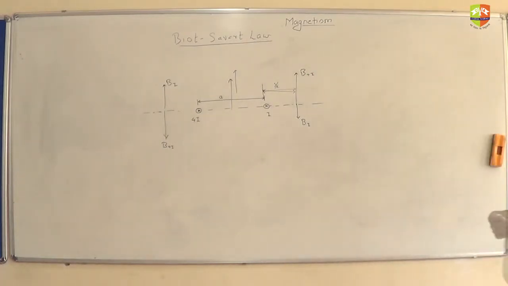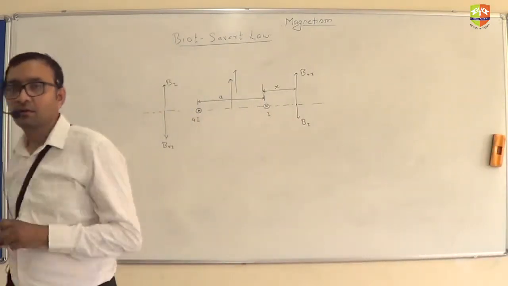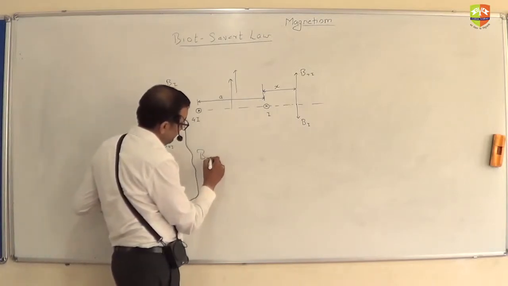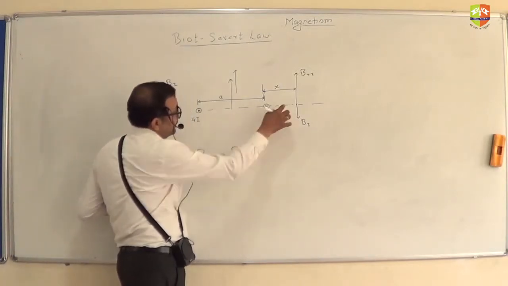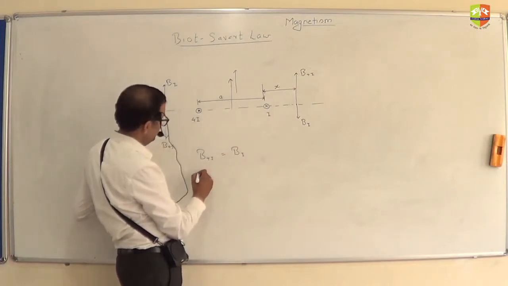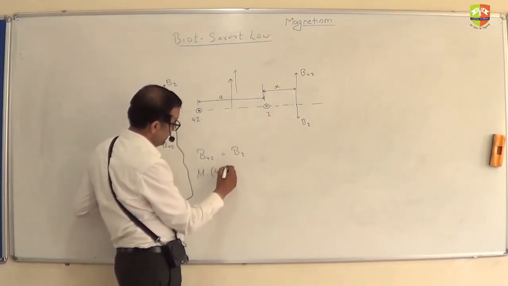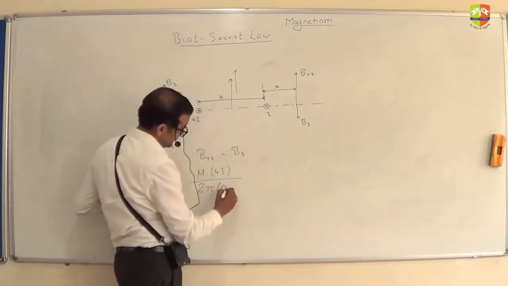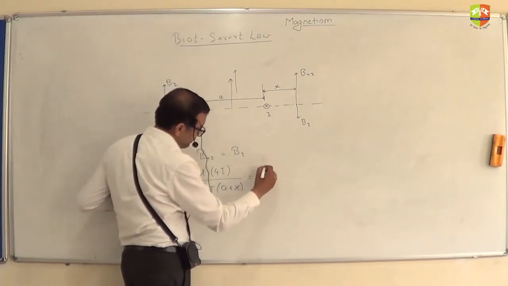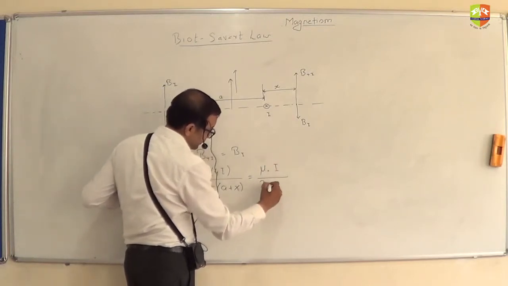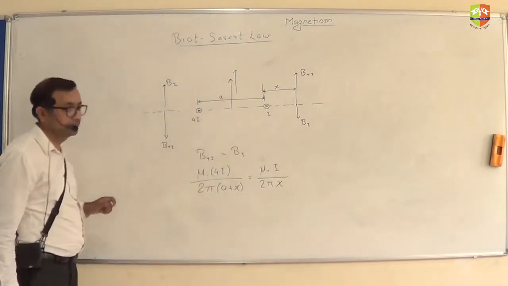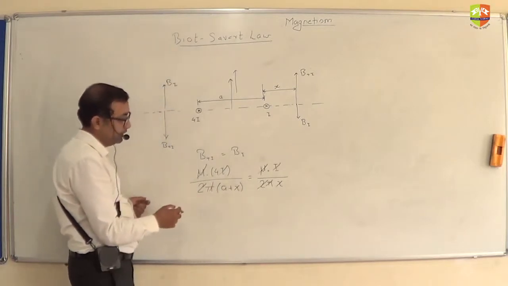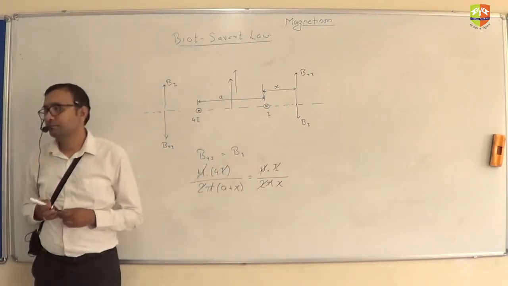Find out. Anybody got the answer? A by 3. B4I should be equal to BI to cancel out there. B4I is mu naught into 4I divided by 2 pi, this distance A plus X. This should be equal to mu naught I divided by 2 pi X. So mu naught, I, and 2 pi get cancelled away. You get X equal to A by 3.